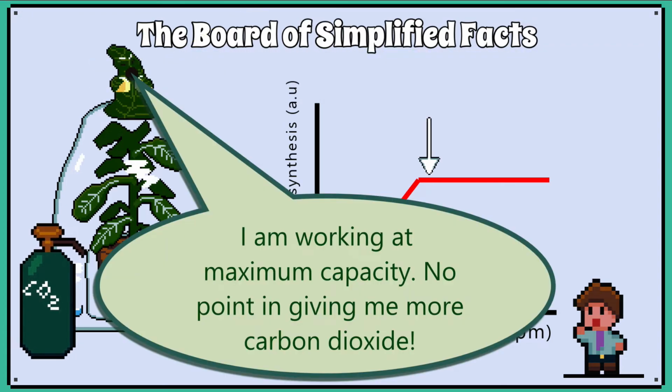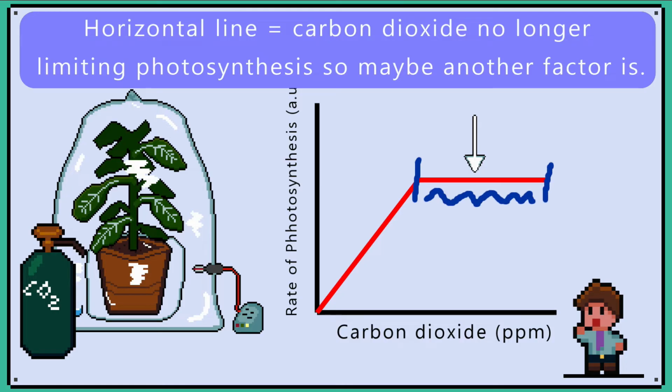When the line levels off, this means the plant has reached its capacity to use carbon dioxide. No matter how much more carbon dioxide we add, the rate of photosynthesis is not going up. So we could say something else might be limiting the rate of photosynthesis. Remember, horizontal line equals carbon dioxide no longer limiting photosynthesis, so maybe another factor is.